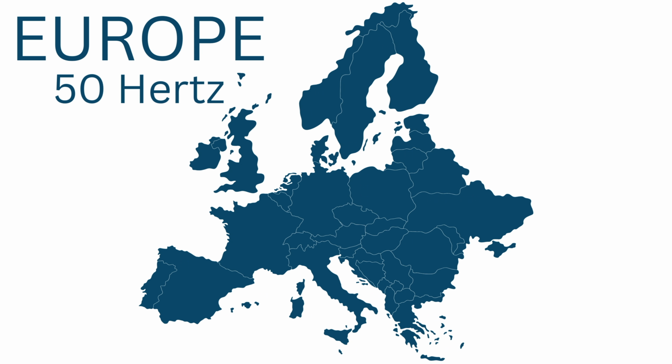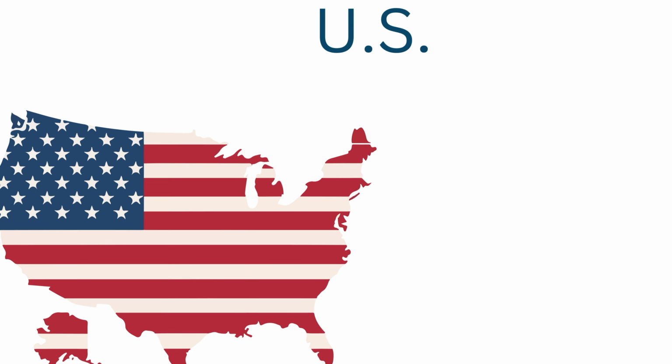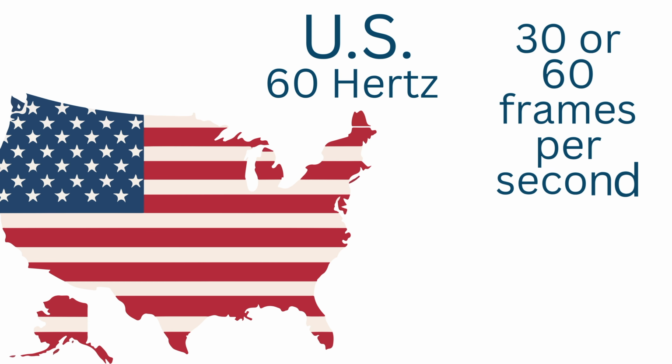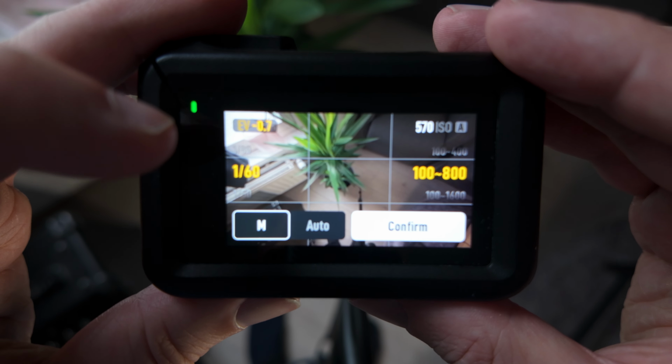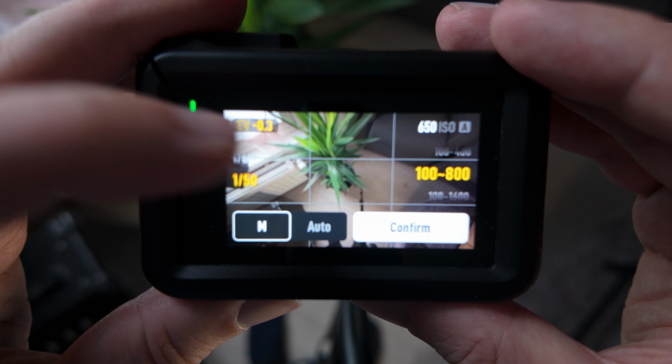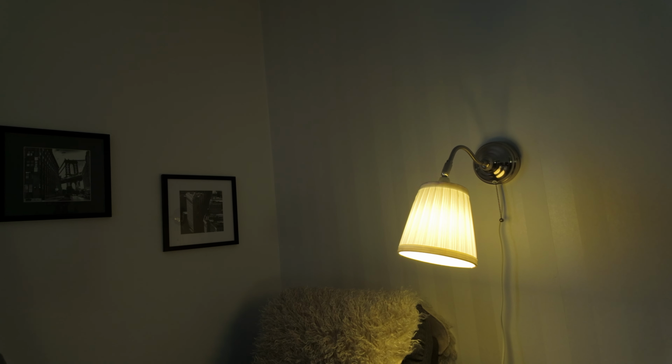The trick is to match those settings with your country's power frequency. In Europe, 50 Hz, shoot at 25 or 50 frames per second and a shutter speed of 1/50 or 1/100. In the US, 60 Hz, go with 30 or 60 frames per second and 1/60 or 1/120 shutter speed. Most of the time, you just need to change the shutter speed, but I like to have my shutter speed double my frame rate, so I change that as well.